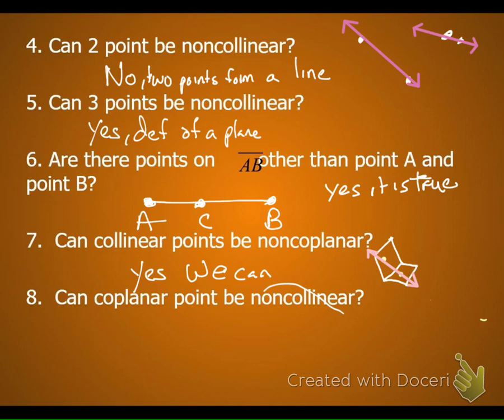Can coplanar points, so points on the same plane, not be collinear, not be on the same line? There we go. Is it possible to draw points in the same plane that aren't on the same line? Yeah, it is. I see you guys nodding. So here, we have coplanar points. We can draw a line through some of them, but not all of them are on the same line, right? So yes, it is possible.